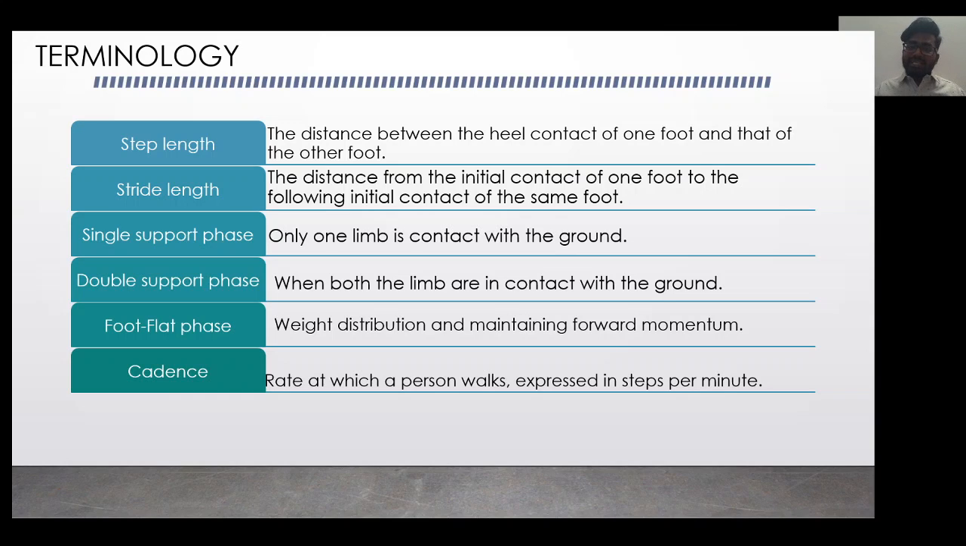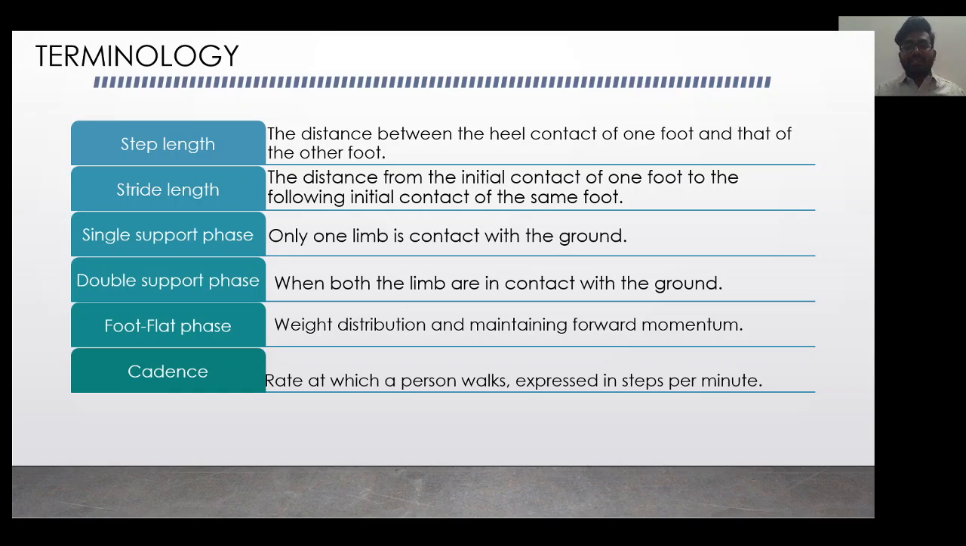Whereas stride length is the distance from the initial contact of one foot to the following initial contact of the same foot. Now, in my example, I start my gait cycle with my right foot. So there's a right heel contact, and again when I repeat, it goes to the stance phase, and then when it goes to the swing phase, my right leg goes through the swing phase and then comes back again in contact with the ground.